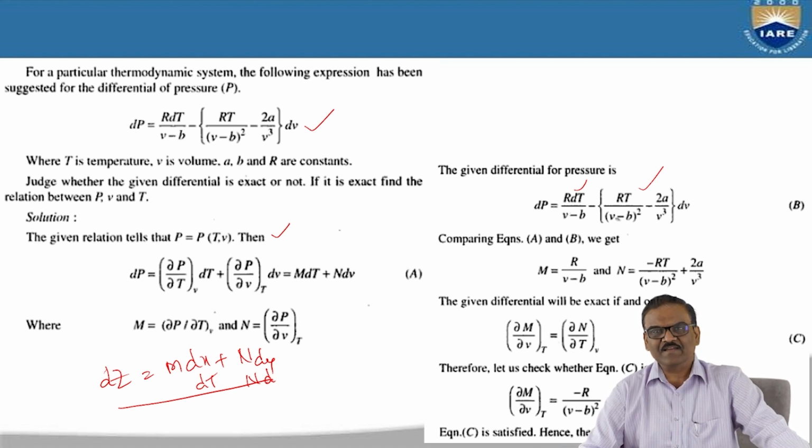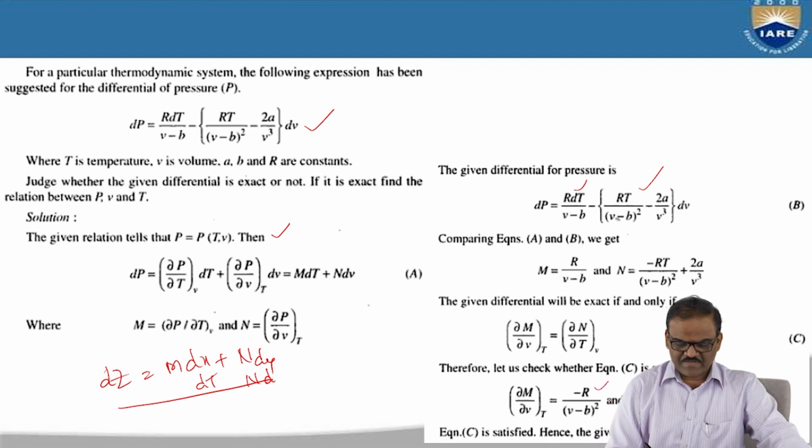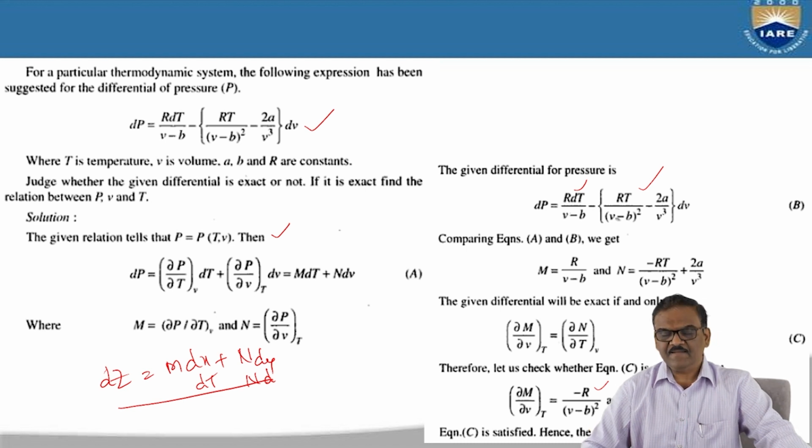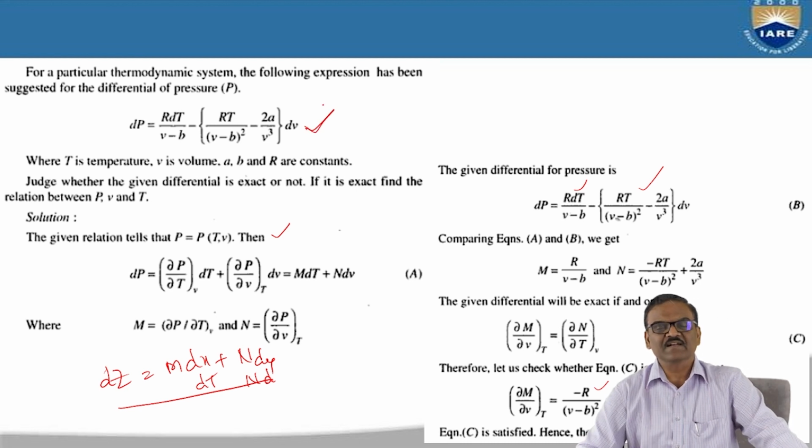Then what is our exact differential? It has to satisfy dou M by dou v at constant temperature being equal to dou N by dou T at constant volume. Therefore, when you do the differentiation of dou M by dou v and dou N by dou T, both are equal: minus R by (v minus b) whole square. Then definitely the given expression dp is an exact differential.